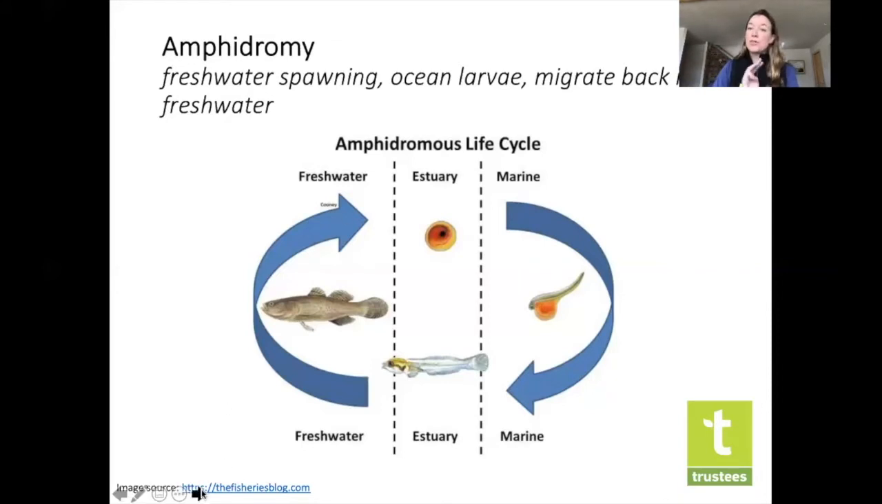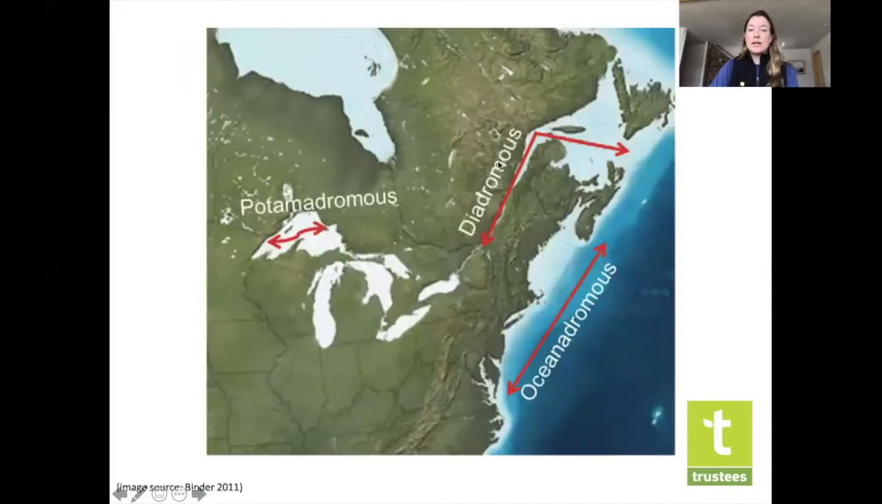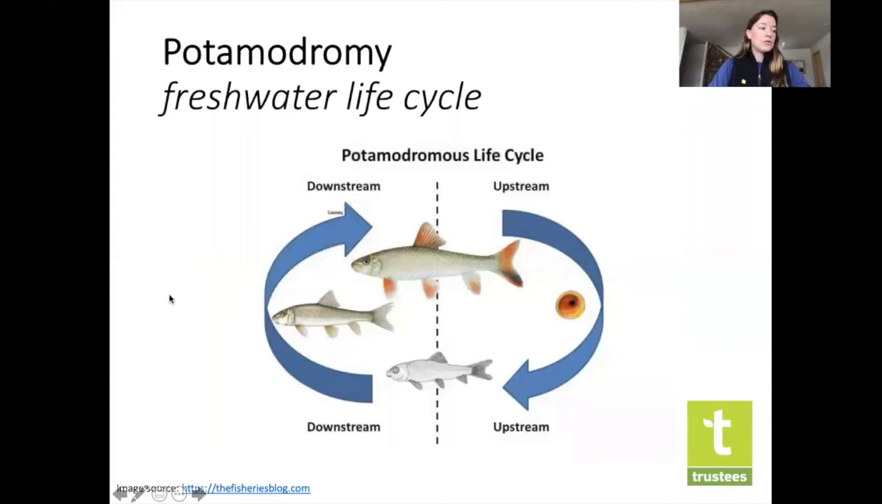Okay, so those are our three types or subcategories of diadromous fish migration. We've gone through diadromous, remember, fresh to saltwater or vice versa. Next, let's take a look at these two types of migration. We have potamodromous and oceanodromous migrations. So the first one, potamodromy. This is a purely freshwater life cycle.